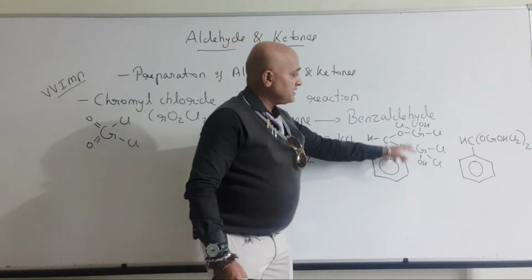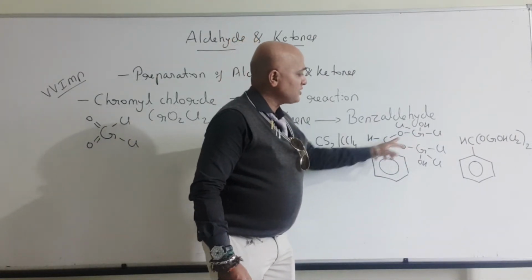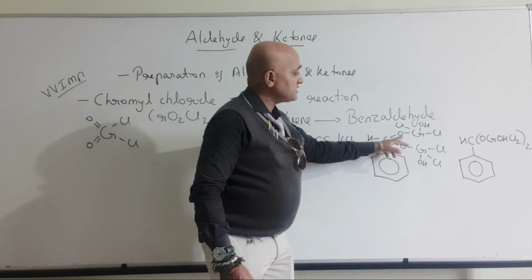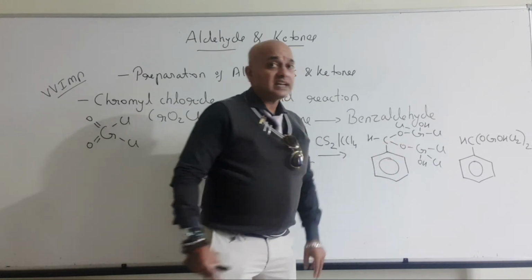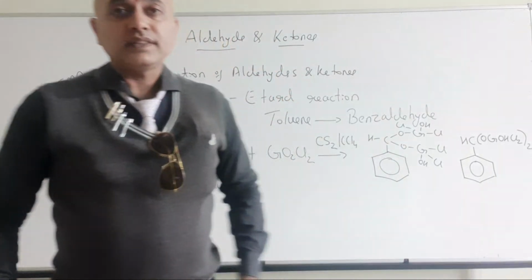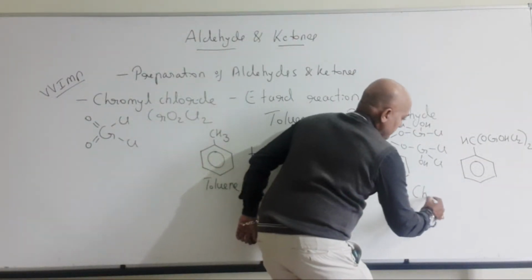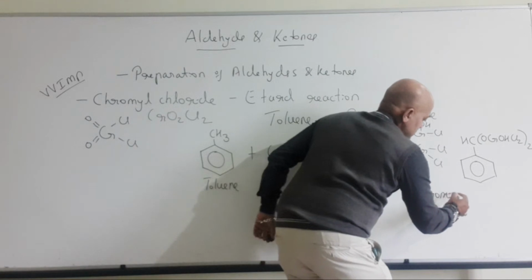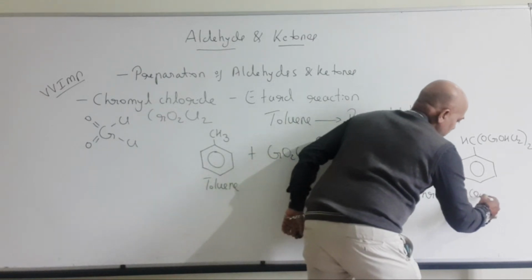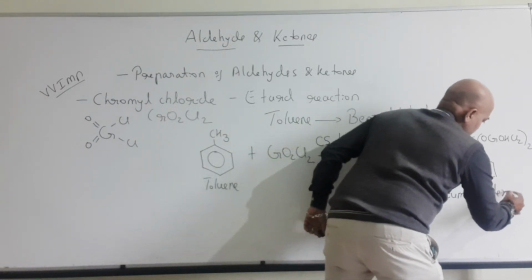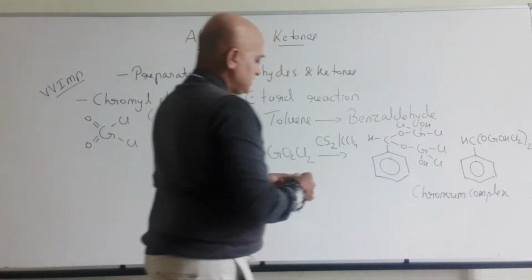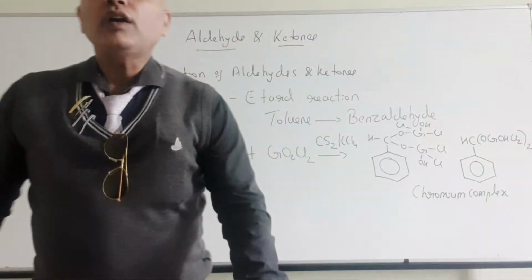Okay, so in this complex, chromium is not directly attached to the carbon. It is the oxygen which is attached to the carbon. We can simply call it chromium complex with the toluene, or we can simply call it chromium complex.